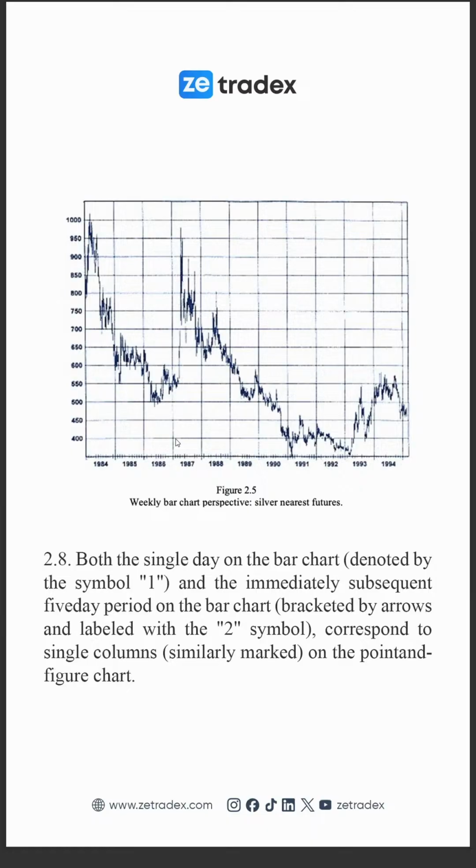Now, we have both the single day on the bar chart, which is denoted by the symbol 1, and then the immediately subsequent 5-day period on the bar chart, which is bracketed by arrows and labeled with the symbol 2, which corresponds to single columns similarly marked on the point and figure chart. Understood? Next page.